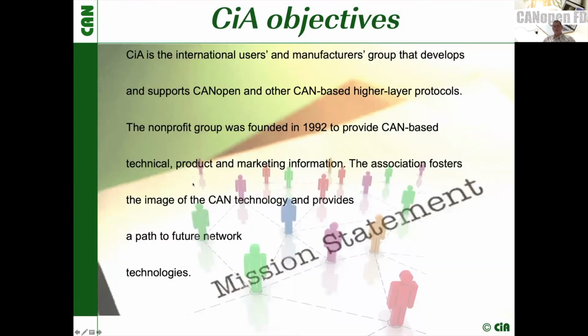For those of you that are not that aware of CAN in Automation and want to know who CAN in Automation is and what it is doing: CAN in Automation, or briefly CiA, is the international users and manufacturers group that develops and supports CANopen and other CAN-based higher-layer protocols. The non-profit group was founded in 1992 to provide CAN-based technical product and marketing information. The association fosters the image of the CAN technology and provides a path to future network technologies.